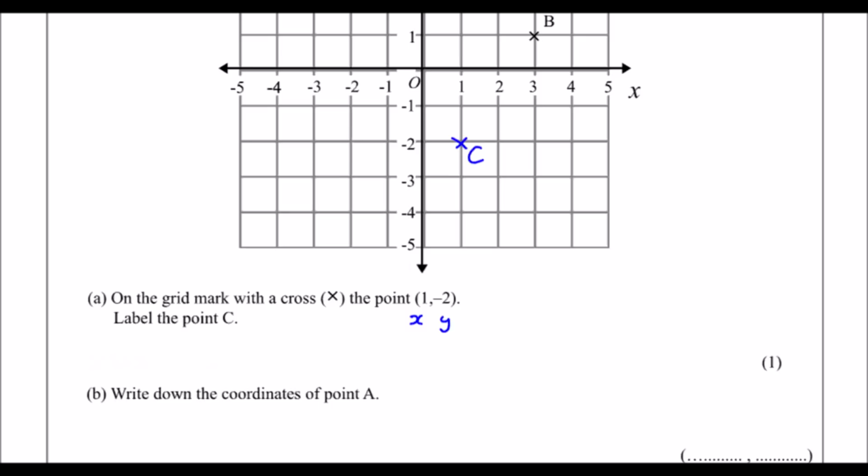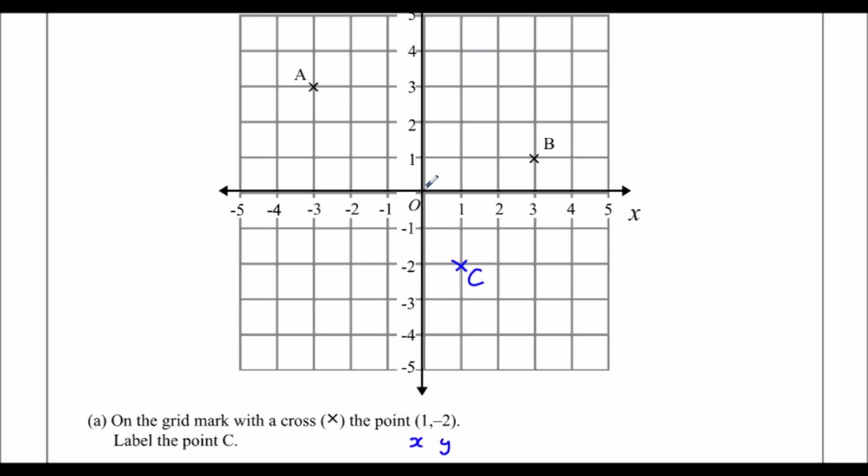Write down the coordinates of point A. So we do x first. So minus 3, 3. X, then y.